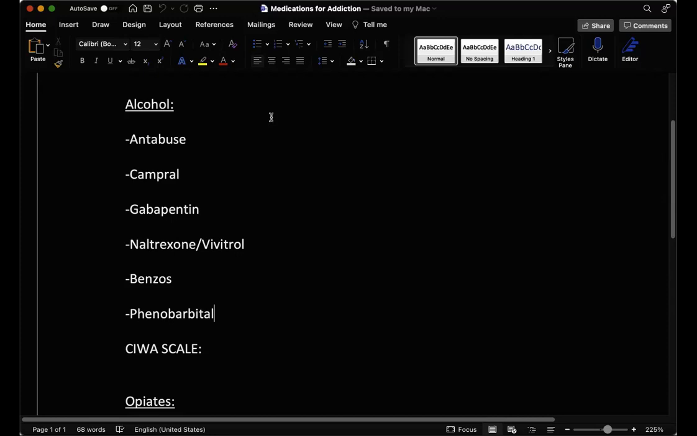So Campral basically helps to kind of even out your GABA receptors and your glutamate receptors. You do not need to remember those exact terms, but GABA and glutamate, they work kind of in balance of each other. A lot of neurotransmitters do that. So GABA is what we consider, you actually produce GABA in your brain. So we consider that an inhibitory neurotransmitter, and glutamate is an excitatory.